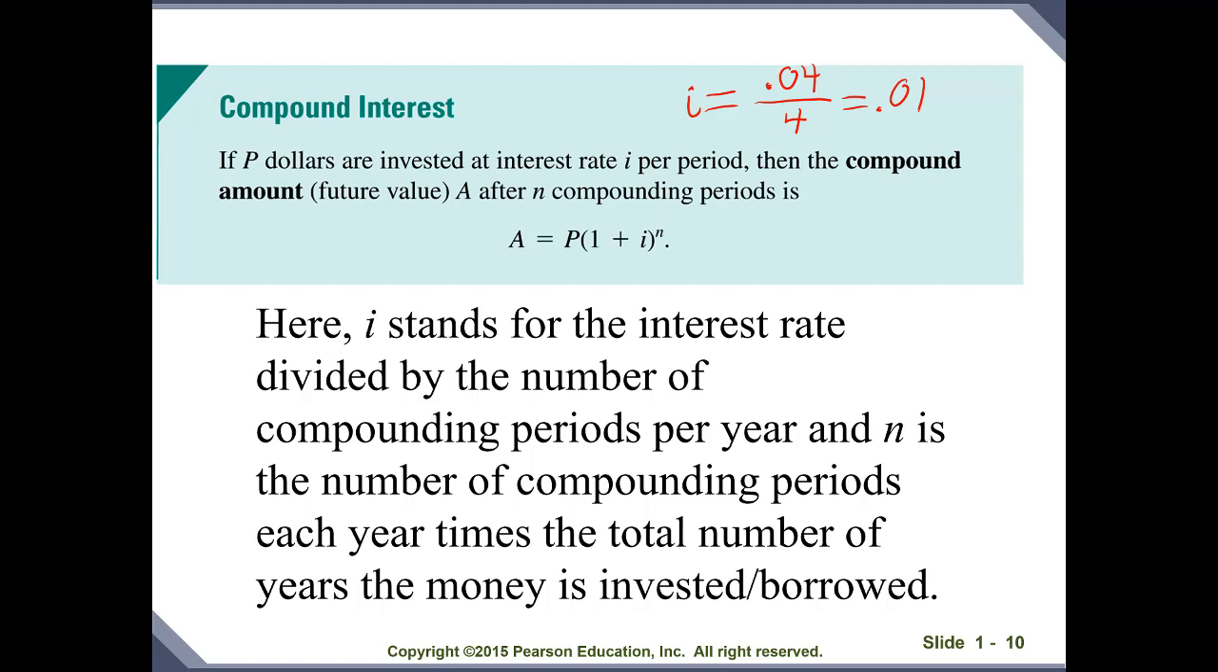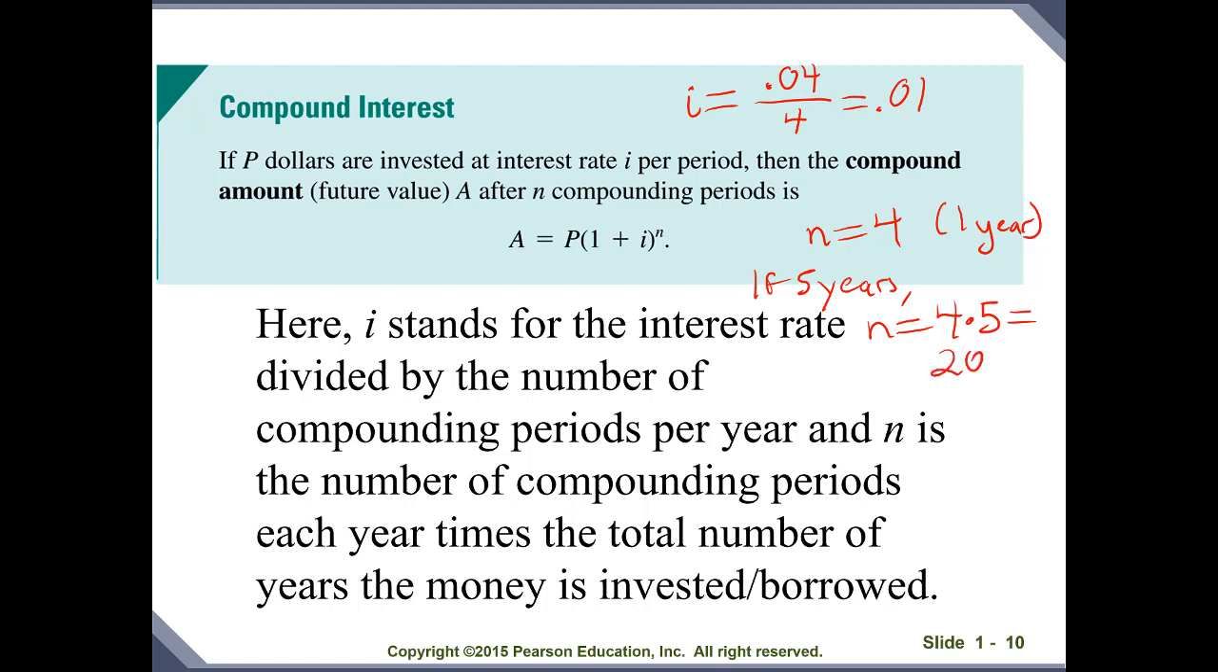And then N here is how many times altogether the interest is compounded. So for our purposes here, I just kept the money in for 1 year. So in this case, my N value is going to be 4 because it was compounded 4 times. If, though, I had kept it in for 5 years instead of 1 year, what do you think N would be? So then N would be 4 times 5 for 20.